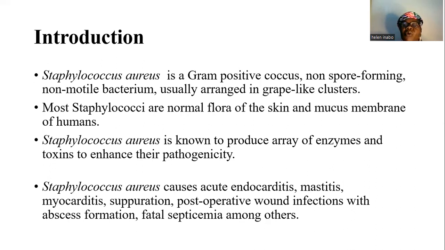Staphylococcus aureus is known to produce an array of enzymes such as coagulase and toxins to enhance their pathogenicity. Their pathogenicity, that is referring to their ability to cause disease. Staphylococcus aureus is known to cause acute endocarditis, post-operative wound infections with abscess formation, fatal septicemia, myocarditis, suppuration, and mastitis.